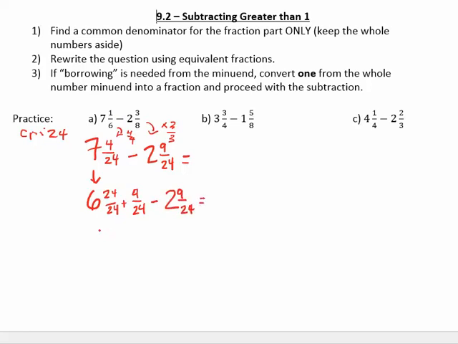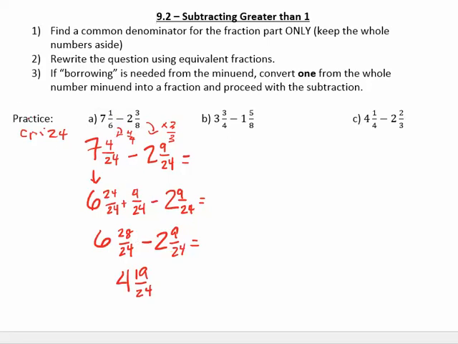I'll now combine my fraction part. So I have my 24 plus my 4 makes 28 over 24, minus 2 and 9/24ths. And I subtract as normal. 6 minus 2 is 4, and 28 minus 9 is 19 over 24. If I want to check, I could go backwards and do 4 and 19/24 plus 2 and 9/24. Does that equal 7 and 1/6?